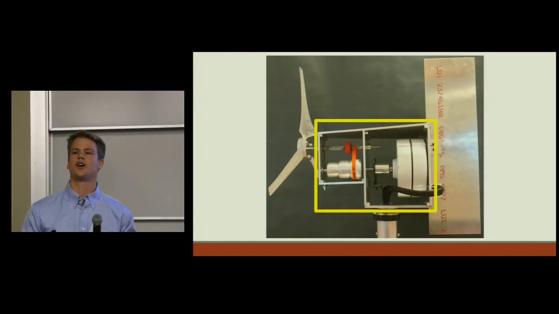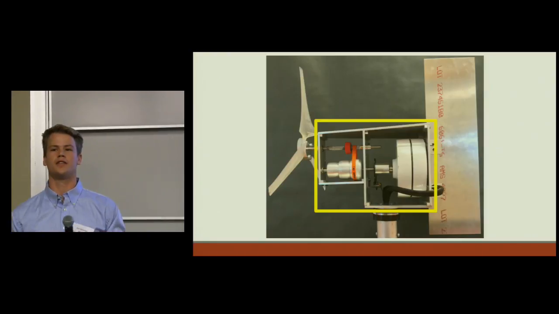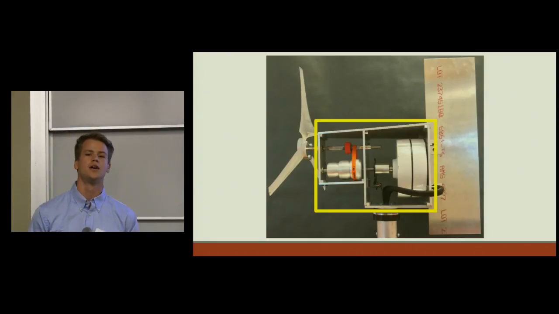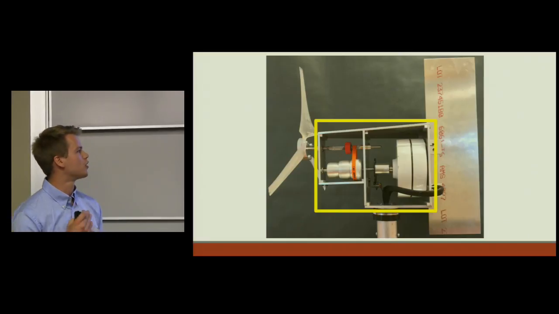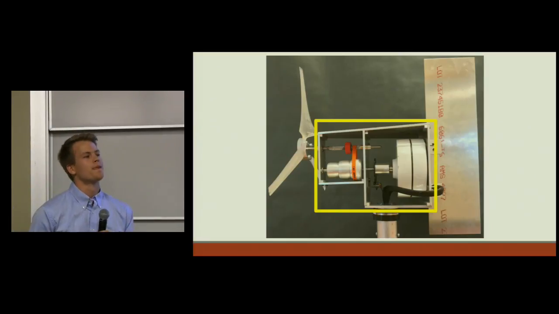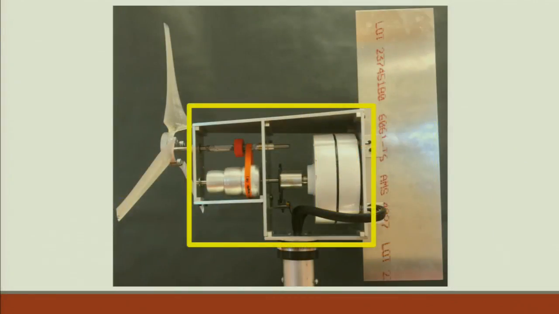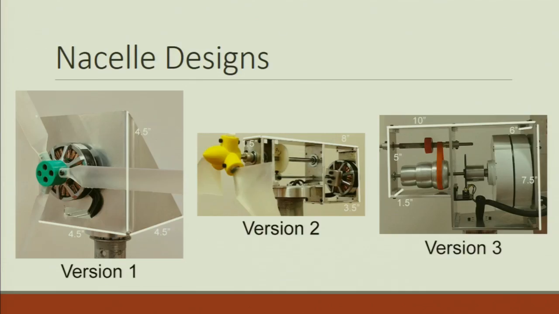To talk about the actual design of all of the components, we're going to start with our nacelle, which houses our pulley system and our generator. And like the EE team mentioned, our generator is fairly large. It's about 6 inches in diameter. So to try to increase the efficiency of our design, we went with a triangular shape, which you can see in version 3, where we have 1.5 inches wide at the front and 6 inches in the rear.